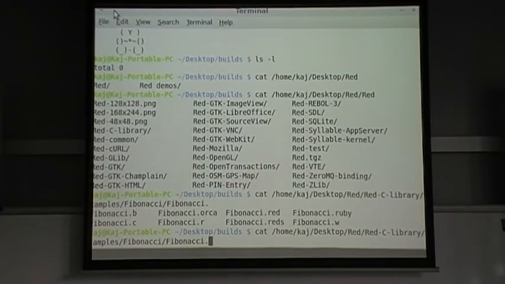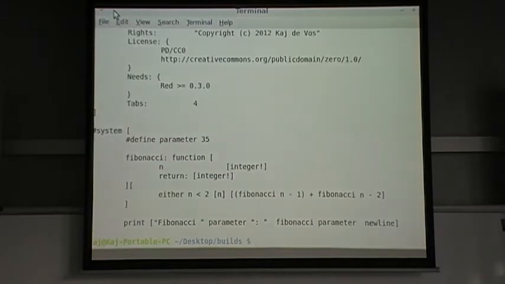And I made them for 7 or 8 different languages, including Rebol and Red and Ruby, to compare them and see. And here's the current Red version. It's just the well-known Fibonacci function to test some integer arithmetic and to test how fast the function calling is.